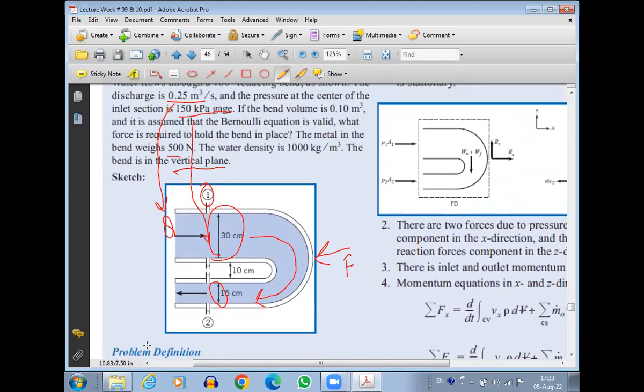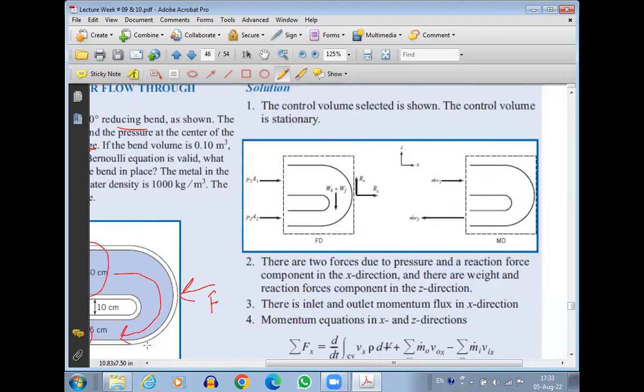The first thing is that we need to draw the free body diagram. So we have the force diagram and the momentum diagram. In the force diagram, this pipe bend is our control volume. We have a force of the fluid at the inlet, which is P1A1, and a force of the fluid at the outlet, which is P2A2. And we are going to have the reaction forces, Rx and Rz. Here, this is the X component, and this is the Z component. So we have Rx and Rz reaction forces that we need to find.